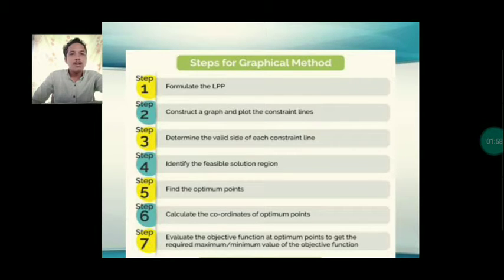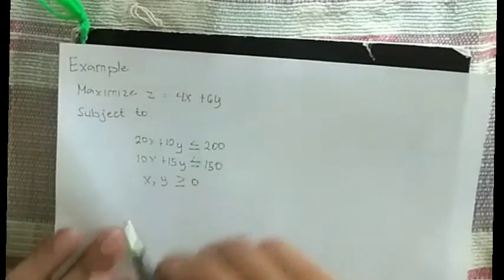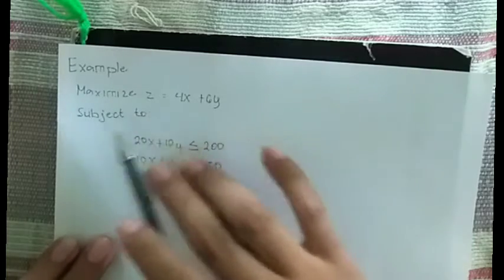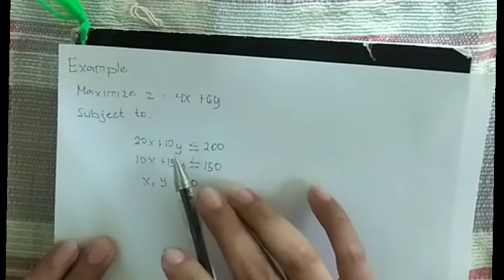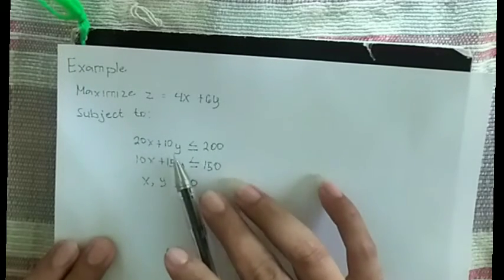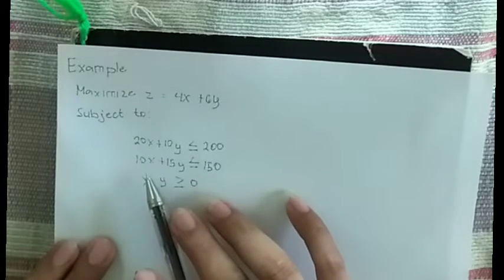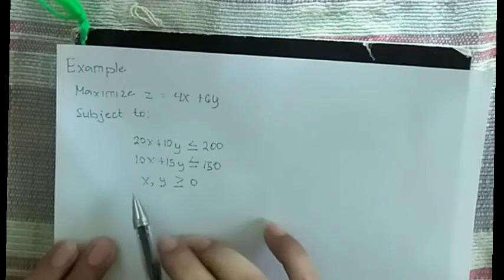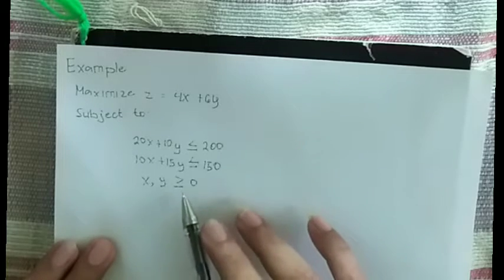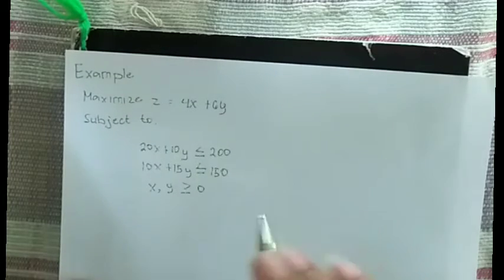Okay, now let's apply these steps. Let's have an example. Maximize z is equal to 4x plus 6y subject to the constraints 20x plus 10y is less than or equal to 200. Our second constraint is 10x plus 15y less than or equal to 150, where x and y are greater than or equal to 0. But before we continue, let's rewrite the inequalities to equalities.